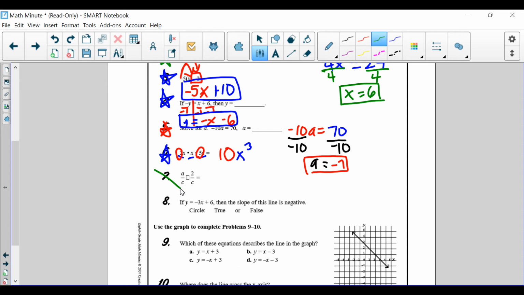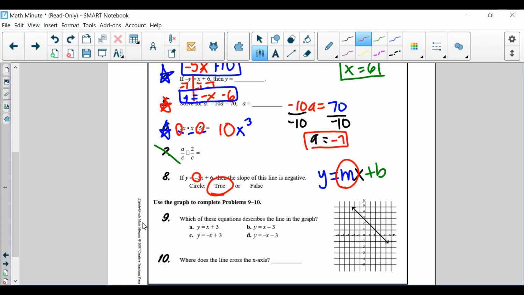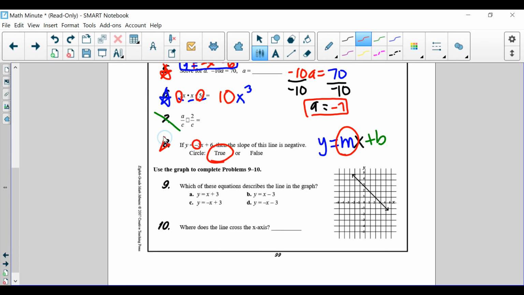It says, if -3x plus 6, then the slope of the line is negative. Yes, that's absolutely correct because this number is negative and that is the slope. Remember that slope is y is equal to mx plus b, and the slope in this case happens to be negative. So this is true.